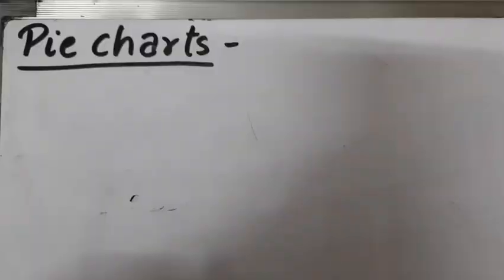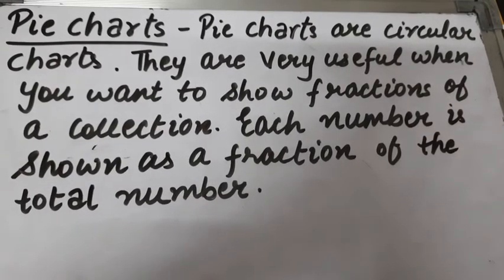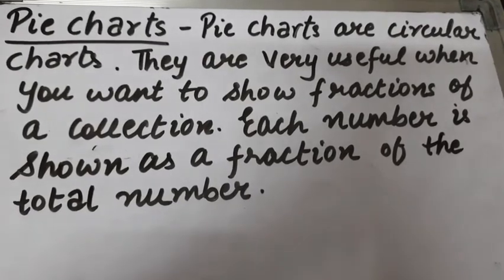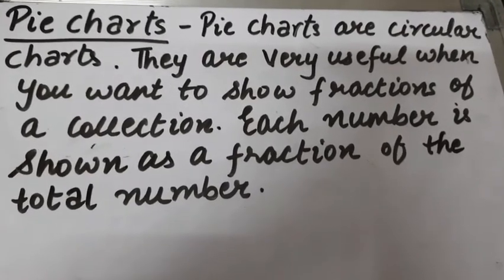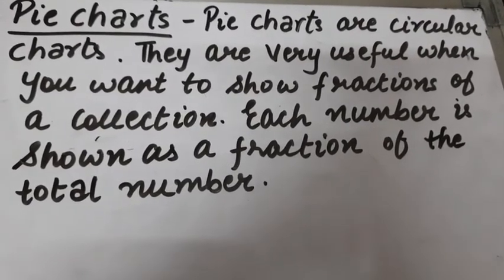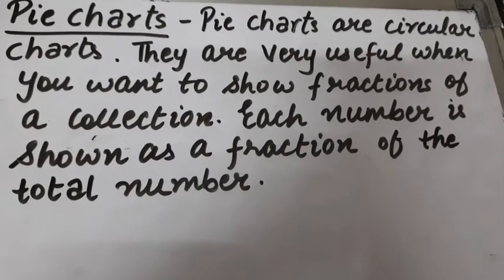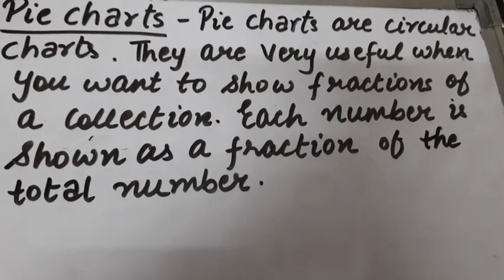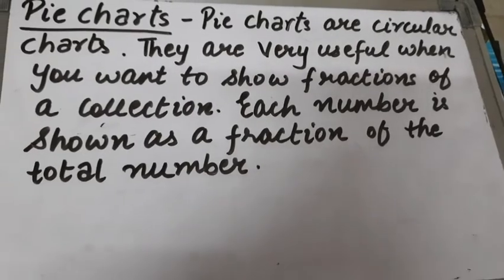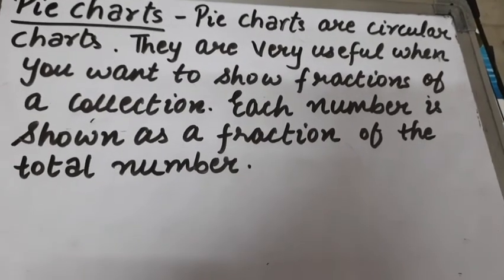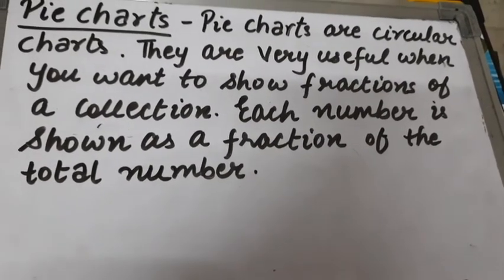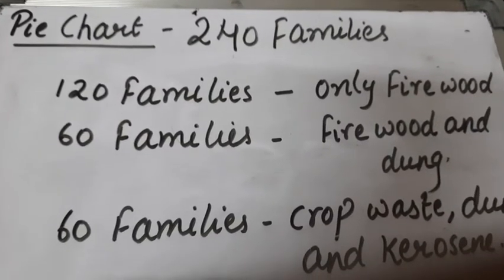Okay, next comes pie charts. What are pie charts? Pie charts are circular charts. They are very useful when you want to show fraction of a collection, and each number is shown as a fraction of the total number. Let's take an example of a pie chart.